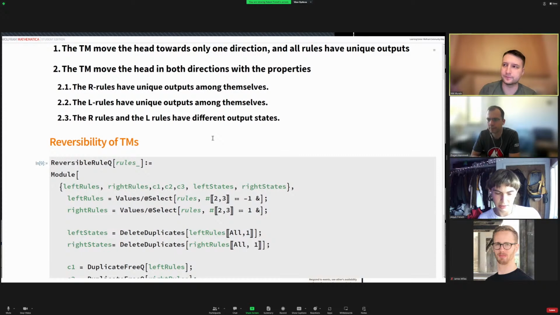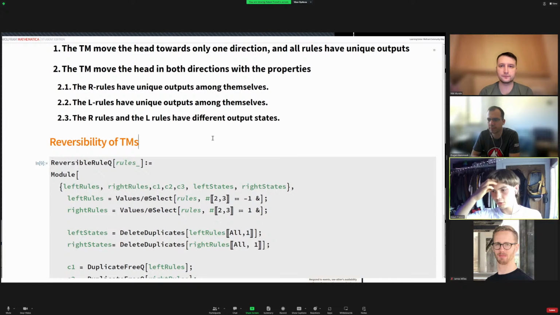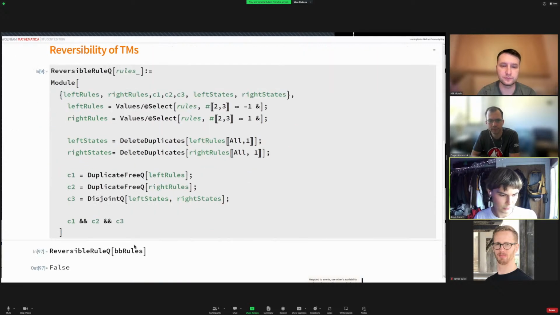I think that's useful because E is a halting state, and the fact that the halting state could only have come from one place just works in favor of saying that halting states don't really impact reversibility. Yeah, I think that makes sense.